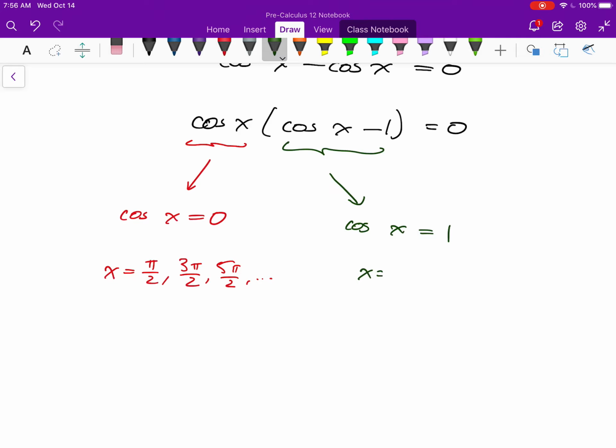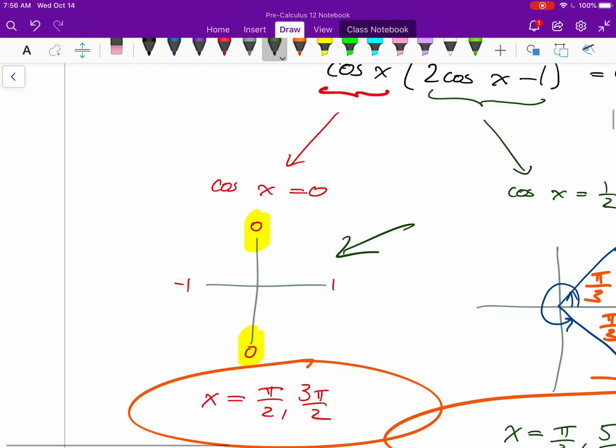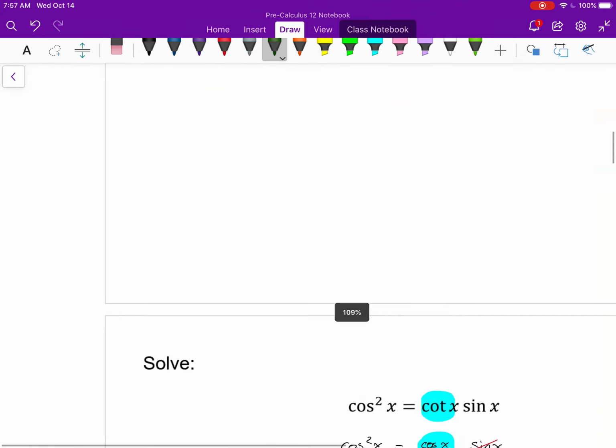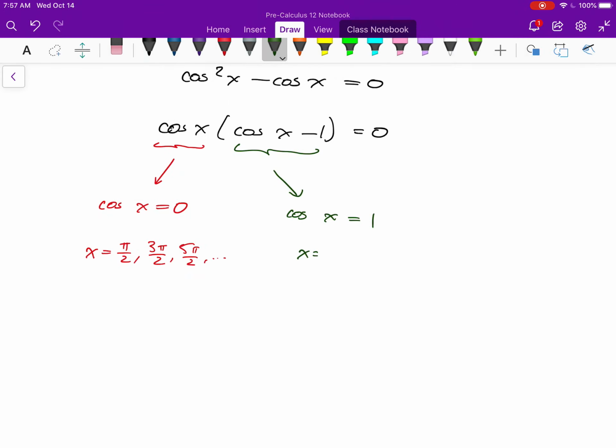Cos x equals 1. In fact, maybe I'll just go back up here. If I look right here, I mentioned that cosine starts at 1, and then it will reach 1 again when we get to 2 pi, and 4 pi, and 6 pi, and so on. And so I can say here that cos x will equal 1 at 0, and 2 pi, and 4 pi, and so on.